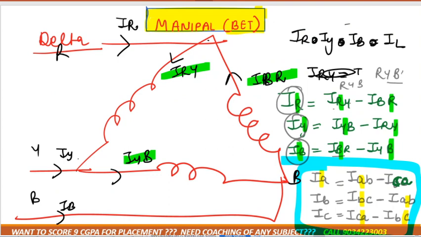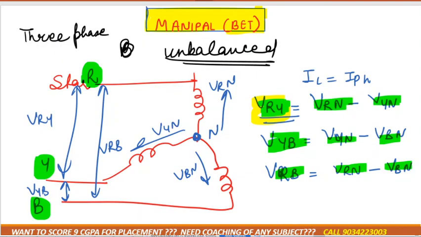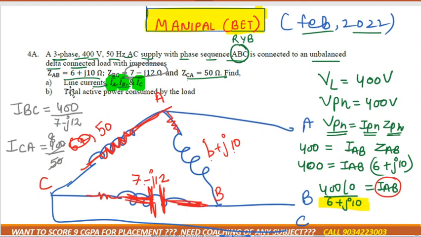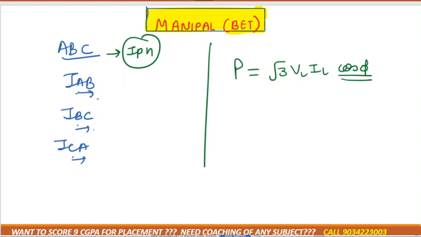Now in the next case, in the B part, they ask you to calculate the total active power consumed by the load. And as you know, what is the formula for the active power? P is equal to root 3 VL IL cos phi. Cos phi is the angle between voltage and current. VL is how much? 400. IL you will get after solving, right?